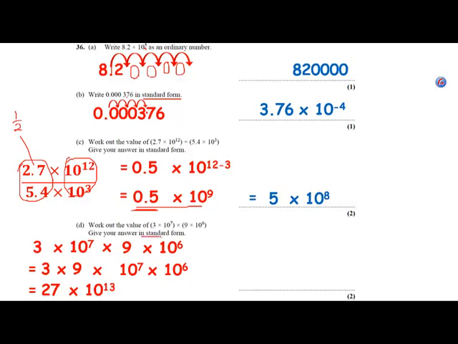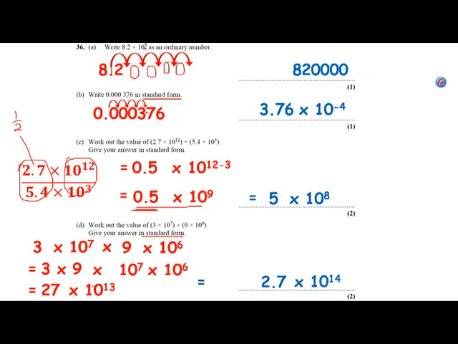Remember, the question said give your answer in standard form. This is not in standard form because 27, that's bigger than 10. Okay, so I need to change that to 2.7. Right? To change it to 2.7, I've pulled out a factor of 10. Yeah, so I'm dividing it by 10 effectively. So I have an extra 10 to tack on to the 10 to the 13. That's 13 lots of 10s times together. If I put an extra 10 in there, that's going to be 10 to the 14.